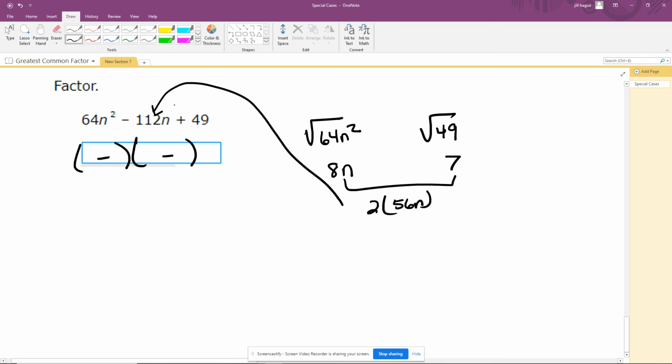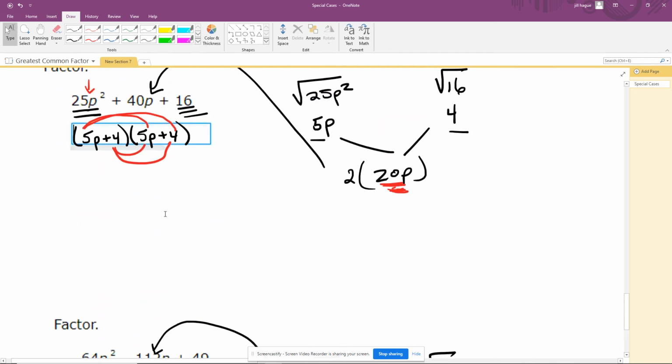And I get 112. But I do need this to be negative, right? Because I need it to be negative 112. But I did say they both are going to be negative. So it's 8n minus 7, 8n minus 7. And remember, I think I forgot on the one up above, we write these like this. Because they're identical. So that's how we write these.